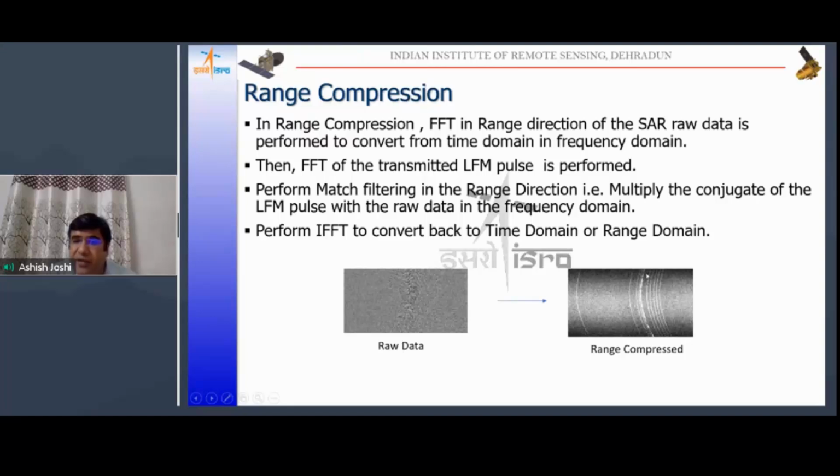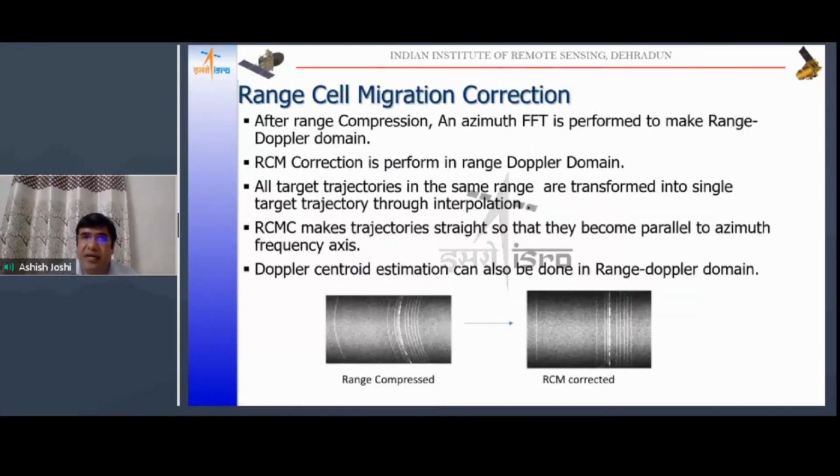It will look like this. This is called the RCM effect. You can see this is not a straight line, but a curved line. So this is called the RCM effect, and we have to correct it. In the range cell migration, after the range compression, an azimuth FFT is performed to make the range Doppler domain. So we do the RCM in the range Doppler domain, in which we take a one-dimensional FFT in the azimuth direction.